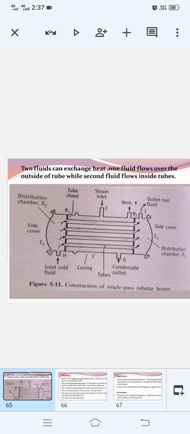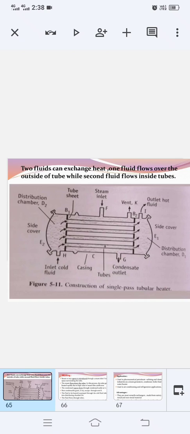Now how does this tubular heater work? In working, steam or any vapor is introduced through the steam inlet, that is F, into the space surrounded by the tubes. The steam flows around the tubes, and in this process the tubes get heated rapidly due to the high values of steam film coefficients. The condensed vapor drains through the condensate outlet at point G, and any non-condensable gases escape through the vent K, which is provided at the top of the casing.